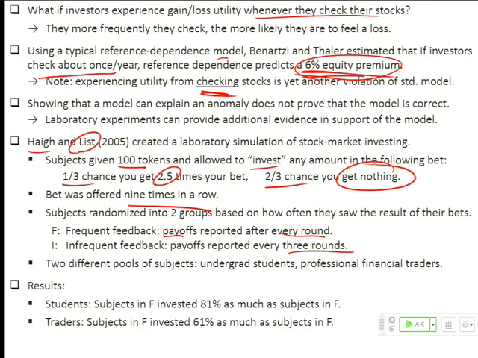The results in the students. The subjects who were faced with the prospect of seeing feedback after every round invested 81% as much as the infrequent subjects. So they invested less than the people who saw the outcome less frequently. Basically, the frequent group is people who check their stock portfolio frequently, and the infrequent group is people who don't check as often.